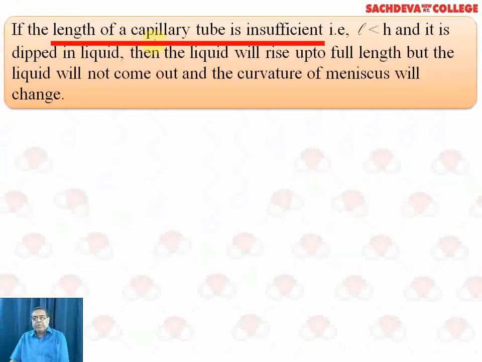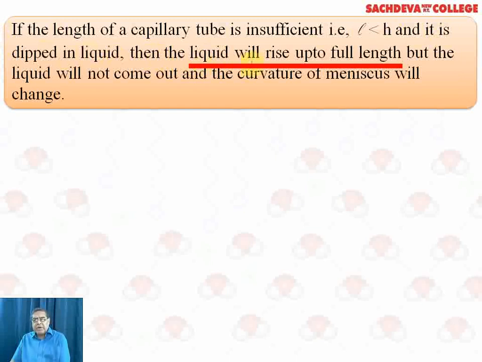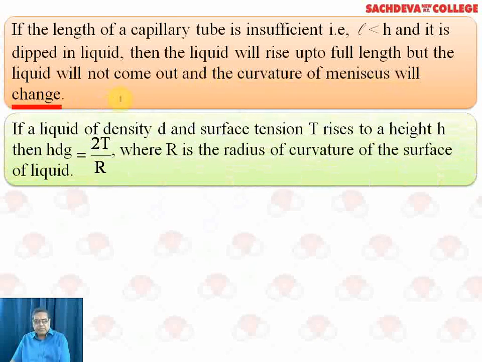Now, what will happen if the length of the capillary is insufficient? If the length of the capillary tube is insufficient, that is, L is less than h, then the liquid will rise up to the full length, but the liquid will not come out, and the curvature of the meniscus will change. Now we come to the liquid of density d. The density of the liquid also explains up to what height the liquid will rise and what will be the shape of the meniscus. So this is what is interpreted here.